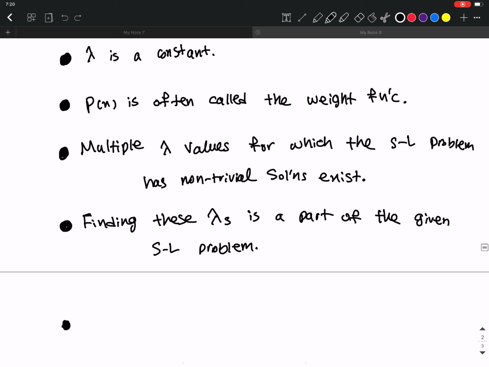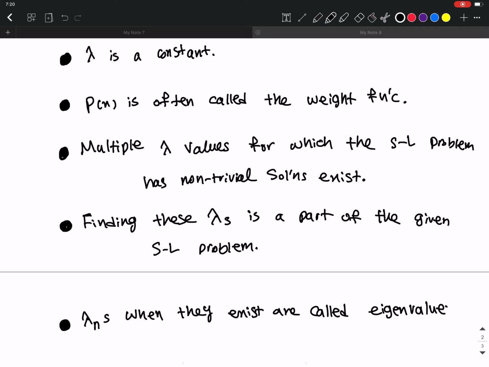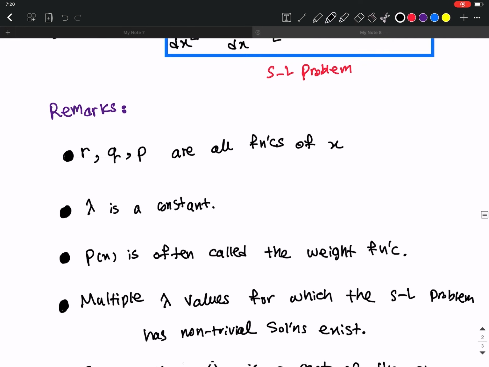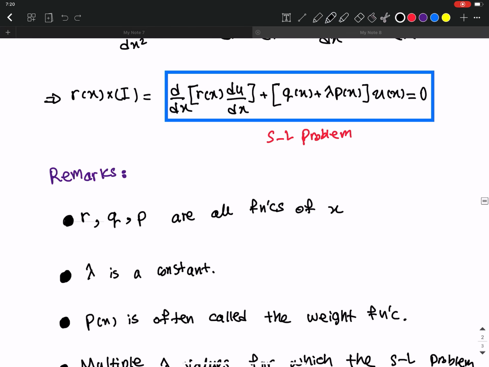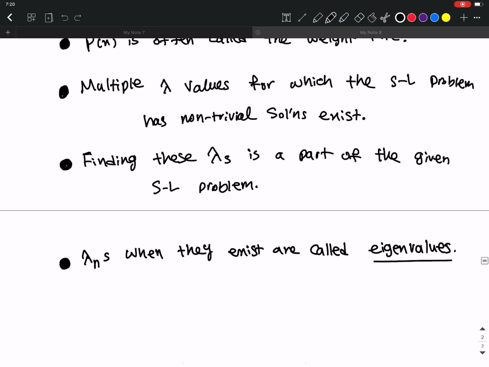The next remark is that lambda n's, where n can be any number, when they exist are called eigenvalues, and you might have heard this before. So these lambda n's, if they are found and they exist, are called eigenvalues.